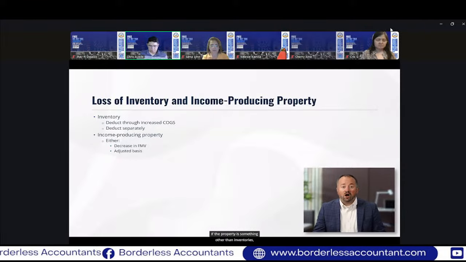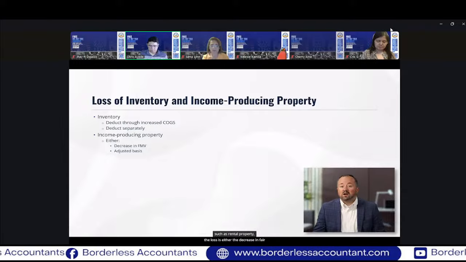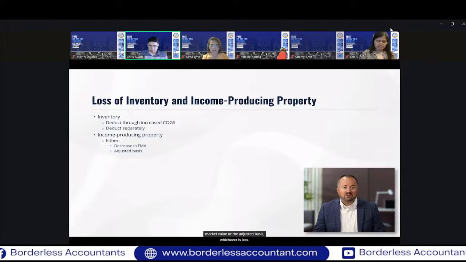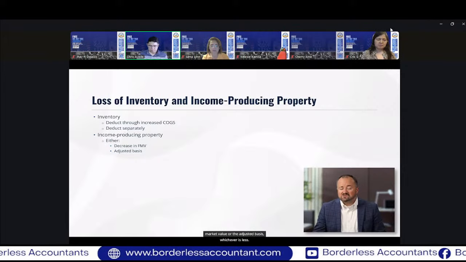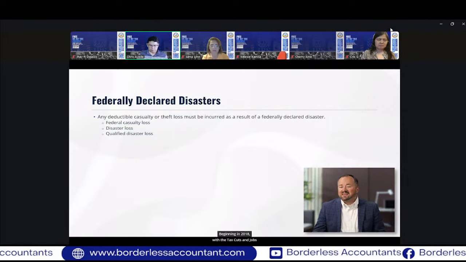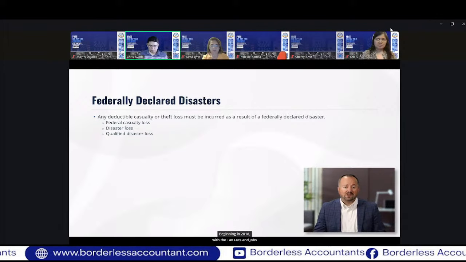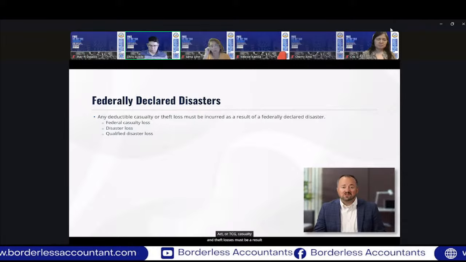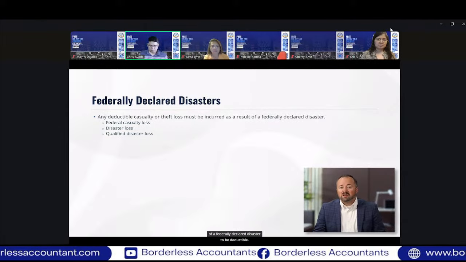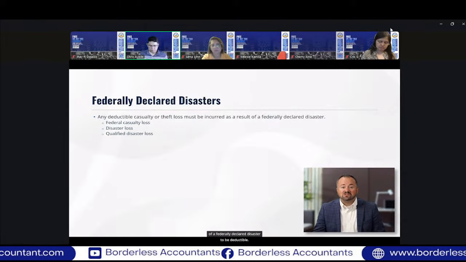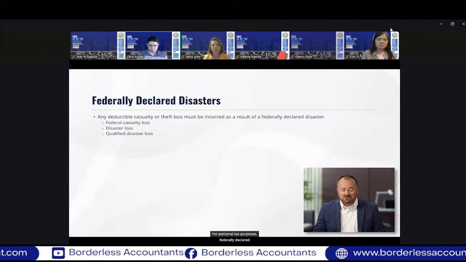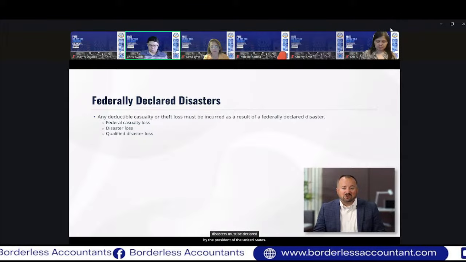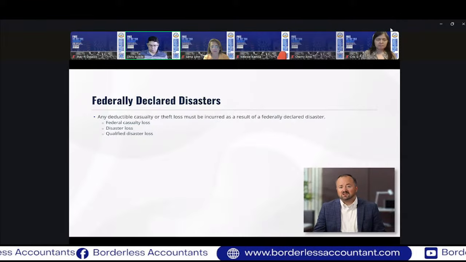If the property is something other than inventory, such as rental property, the loss is either the decrease in fair market value or the adjusted basis, whichever is less. Beginning in 2018 with the Tax Cuts and Jobs Act, or TCJA, casualty and theft losses must be a result of a federally declared disaster to be deductible losses for personal tax purposes. Federally declared disasters must be declared by the President of the United States.